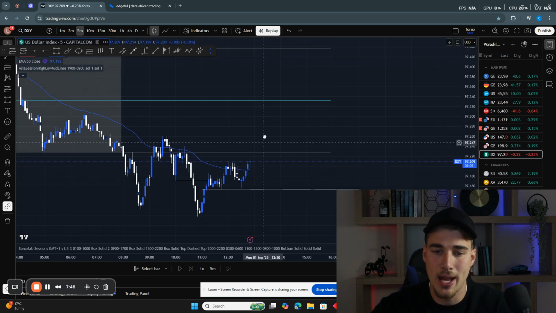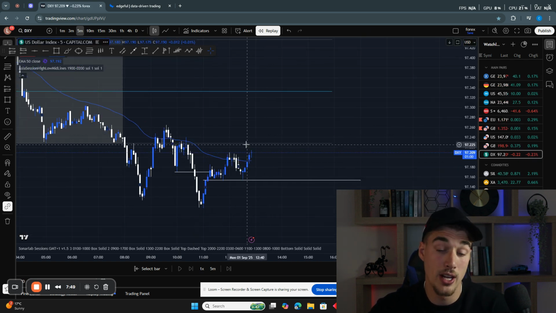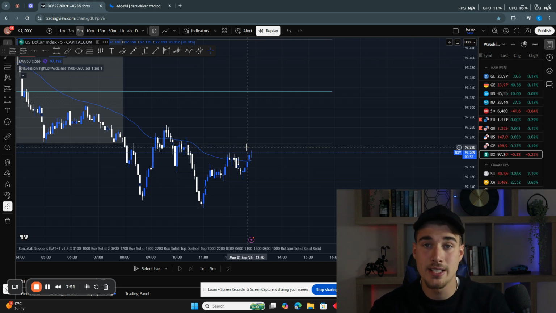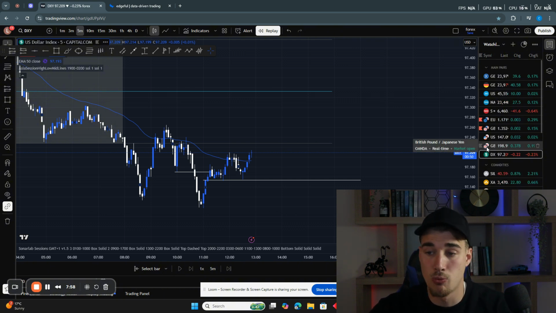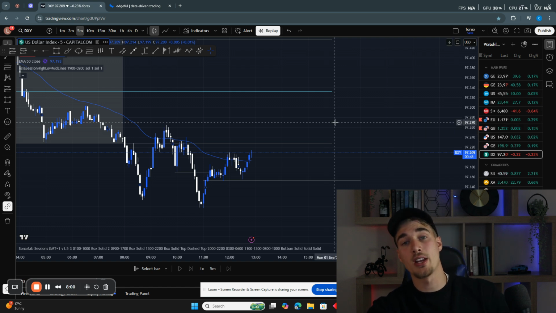DXY kind of pulling back into this area, the overnight low the whole time. So we're not really seeing that momentum that we're looking for, especially after London session opens, and it's about 1 o'clock now. So that's day 2 of trading the funded account.